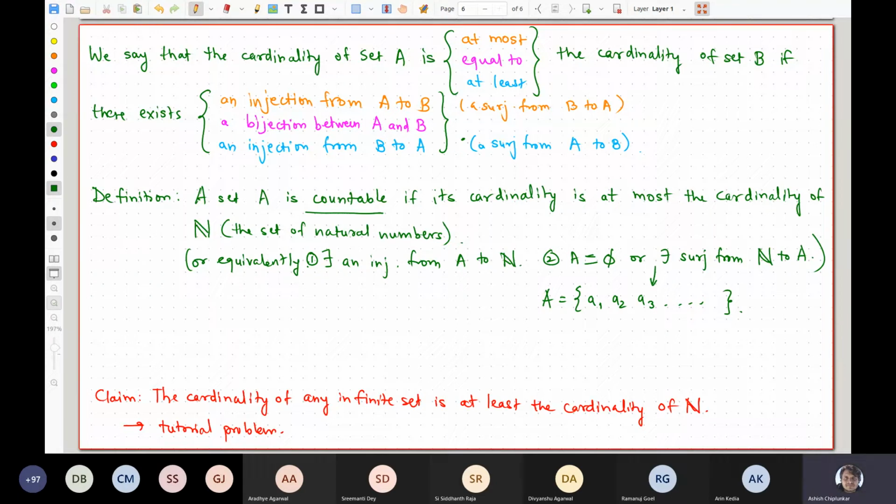Okay, good. So now, obviously, all finite sets are countable. So we are more interested in infinite countable sets, which are also called countably infinite sets. Can somebody give me more examples of countably infinite sets?